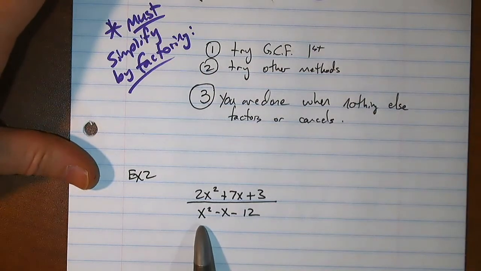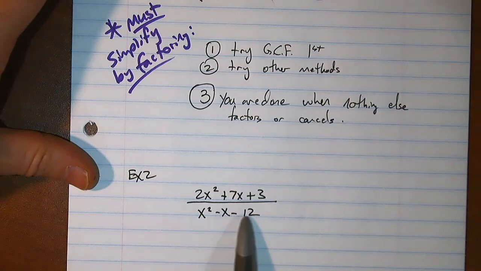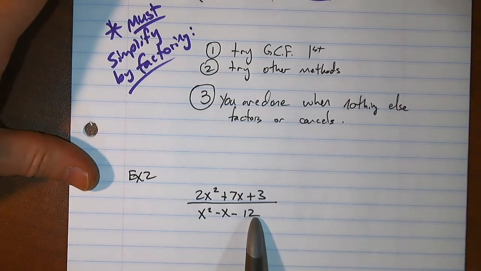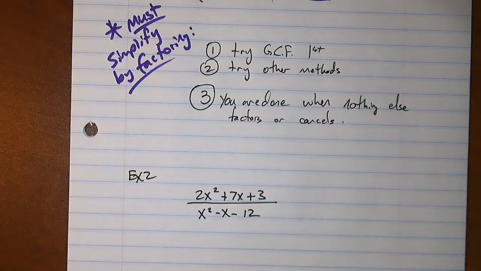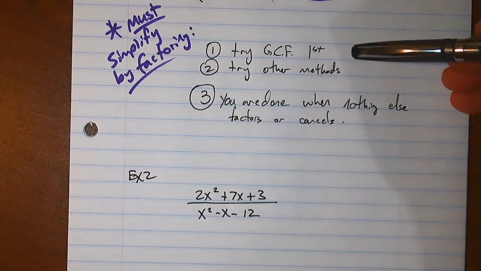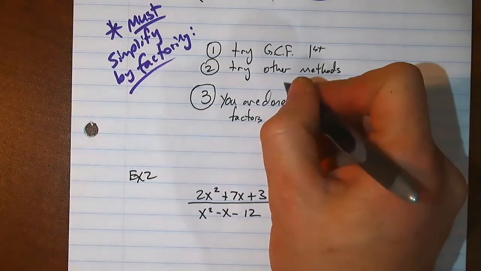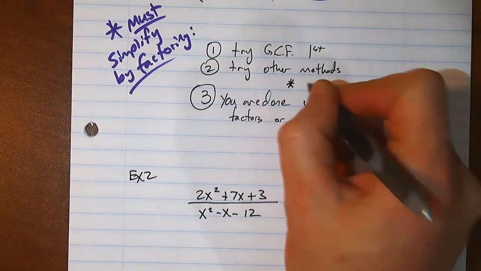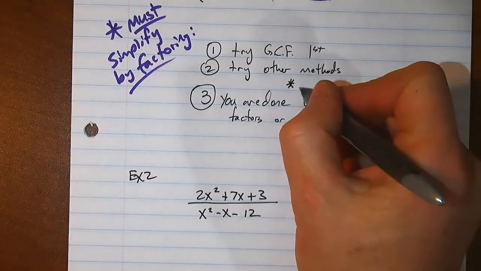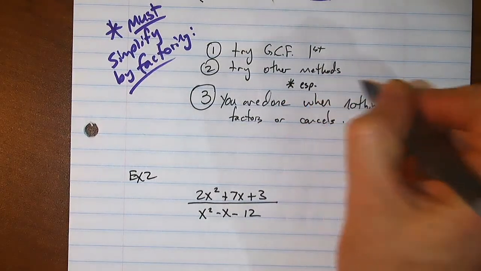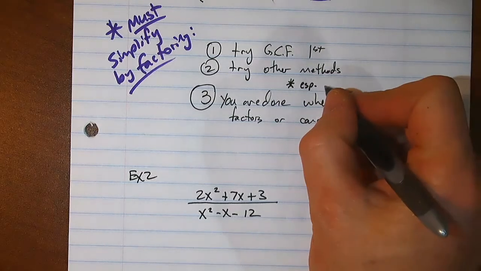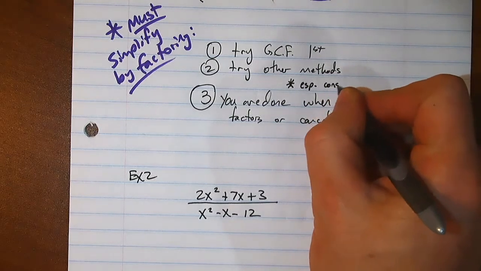When I look at the bottom, again, none of my numbers have anything in common. These have x's, but this one doesn't. So there's no greatest common factor in the bottom. Okay, so I've tried this, it didn't work. I move on to other methods. And like I said, the method that we probably want to focus on the most, so I'm going to say especially consider grouping.